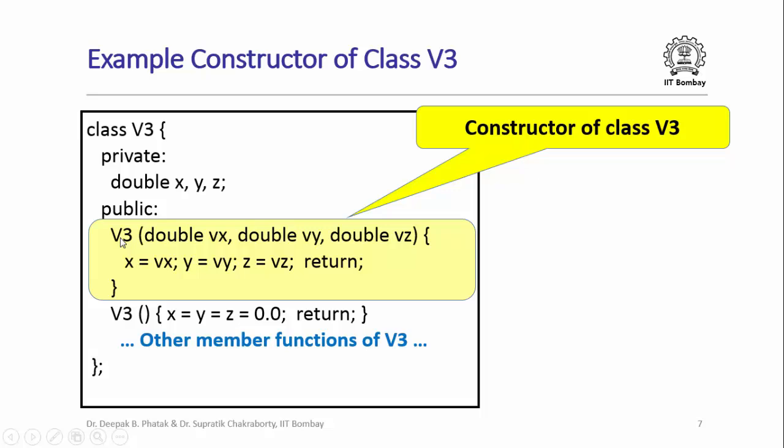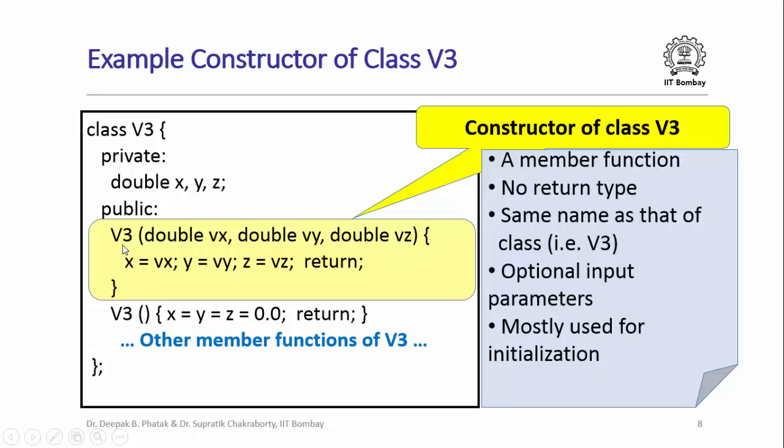Note a few things about this constructor function. This looks just like any other member function of the class V3, except that this V3 that we have written over here is actually not its return type, but this is the name of the constructor function. So the name of the constructor function is the same as the name of the class, and in fact the constructor function does not have a return type by C++ convention.